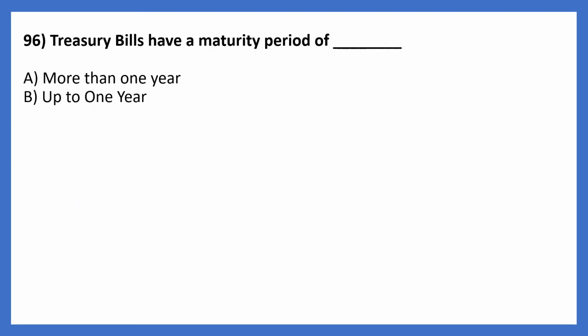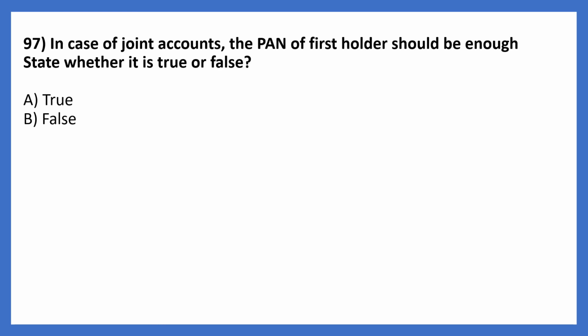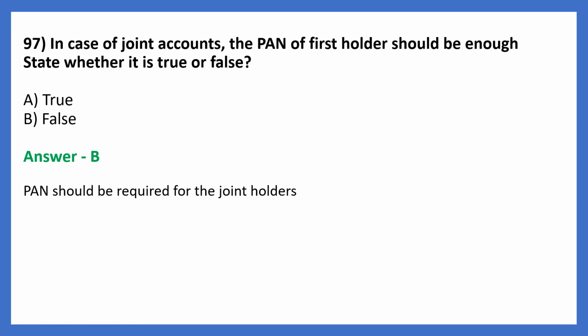Treasury bills have a maturity period of option A, more than 1 year. Option B, up to 1 year. The correct answer is option B, up to 1 year. In case of joint accounts, the PAN of the first holder should be enough. State whether it is true or false. The correct answer is option B, false. Here, PAN should be required for all the joint holders.